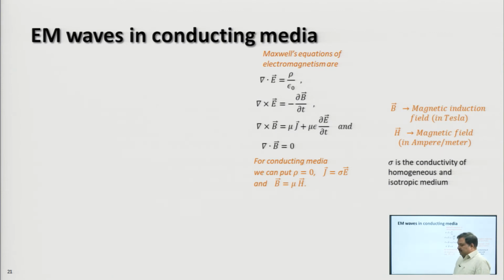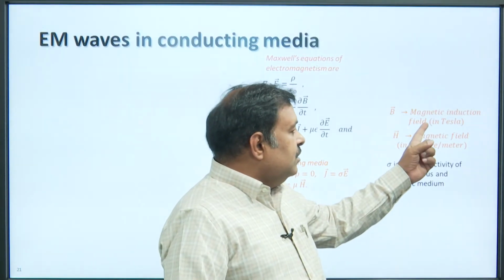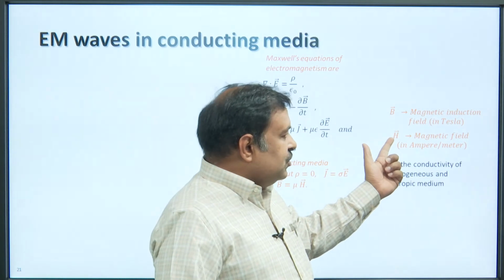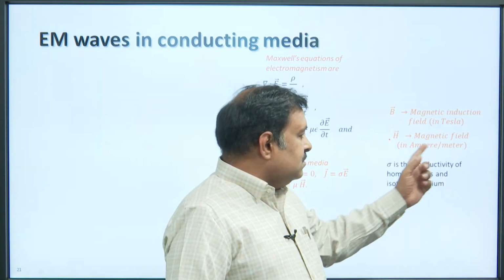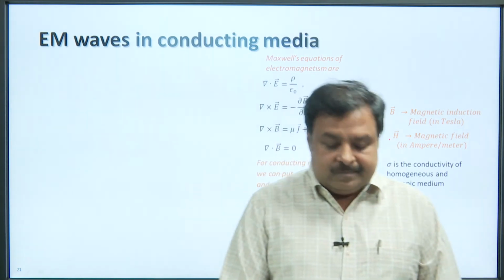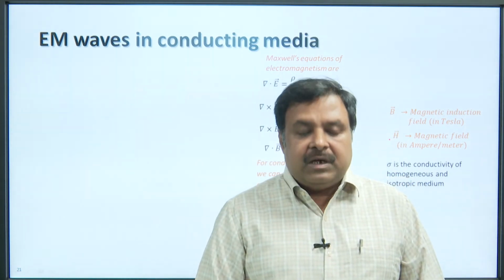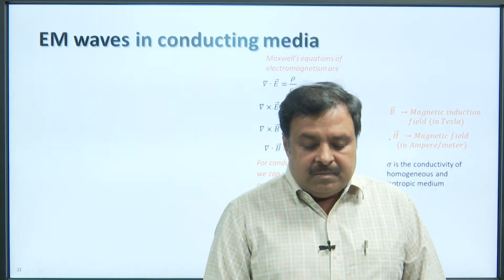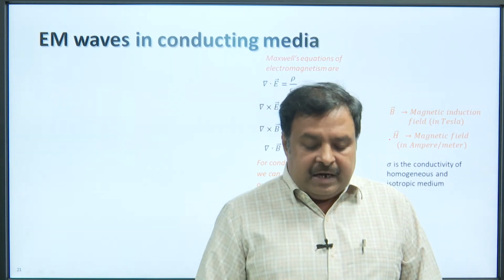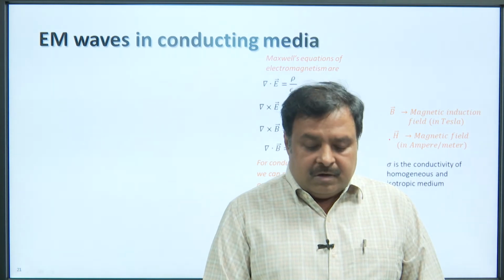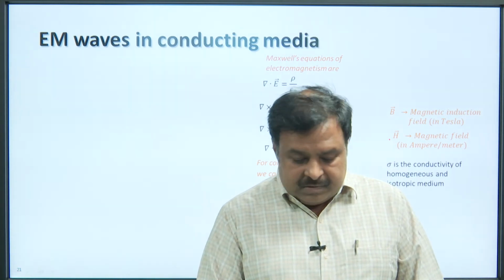Magnetic field B, this B is actually the magnetic induction field, which is written in Tesla, and H is called the magnetic field, which is in ampere per meter. Okay. So, this way you can simply differentiate between B and H. Sigma is the conductivity of a homogeneous and isotropic medium.